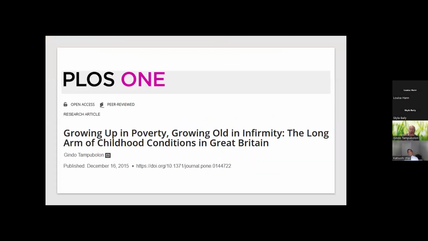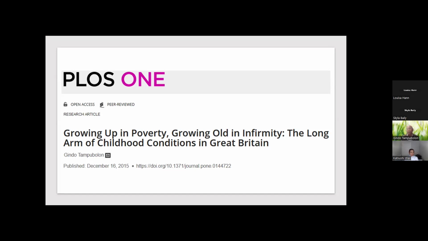So I begin to ask the question, what social determinants shape the health of all this huge number of people in the North and in the South? And I'm interested in particular in their childhood experience. So I wrote this paper, Growing Up in Poverty, Growing Old in Infirmity. I use British data, the English Longitudinal Study of Ageing. I will spend some time here.